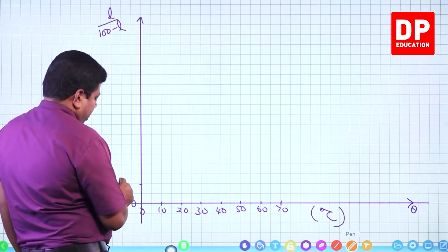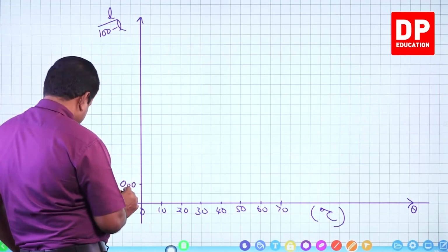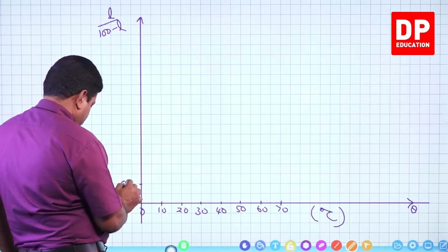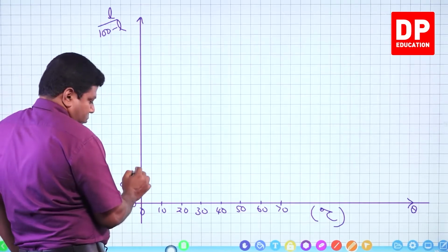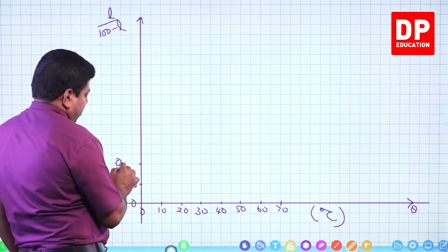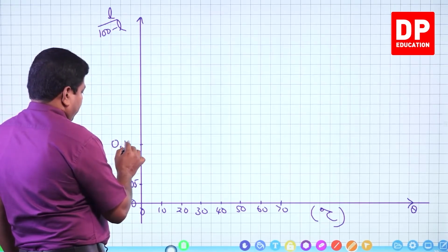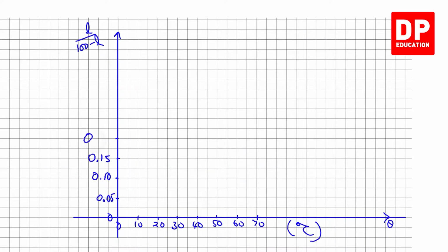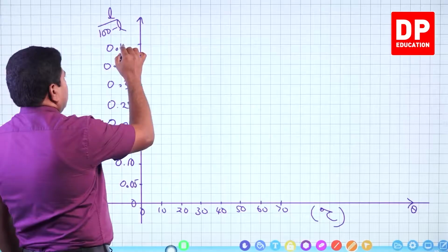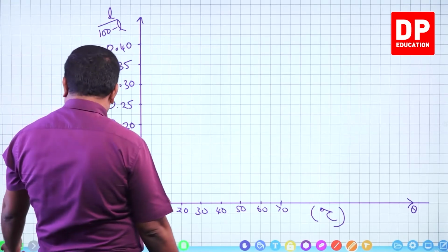So, let us mark this point as 0.05. Mark this as 0.10, 0.15, 0.20, 0.25, 0.30, 0.35, 0.40. That's good enough.